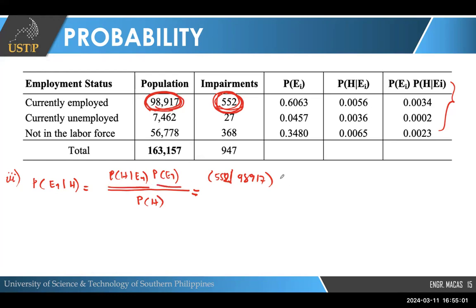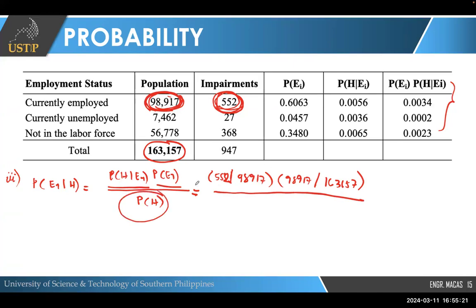Okay? The probability of your E1 is what? This number divided by the total. The proportion of how many are currently employed. So that is 98,917 divided by the total of 163,157. Then the probability of E1 divided by the probability of H. What is this probability of H? Earlier, in the second way of solving, that is the total number of individuals with hearing impairments. What is it? All employed, all non-employed, or all not in the labor force who have hearing impairments. Basically, the total number of individuals with hearing impairments. What is that?